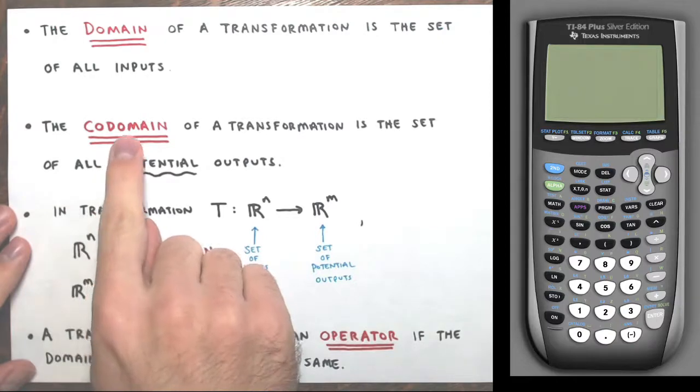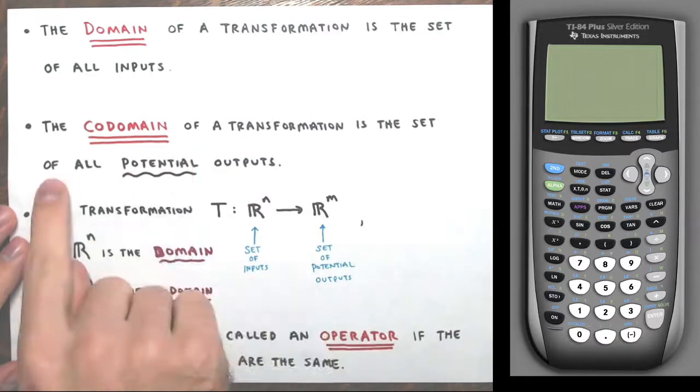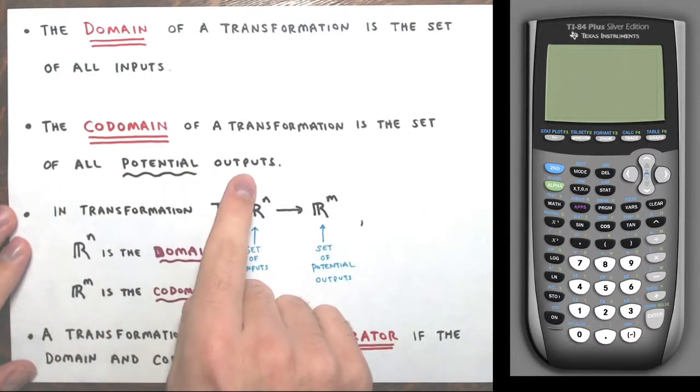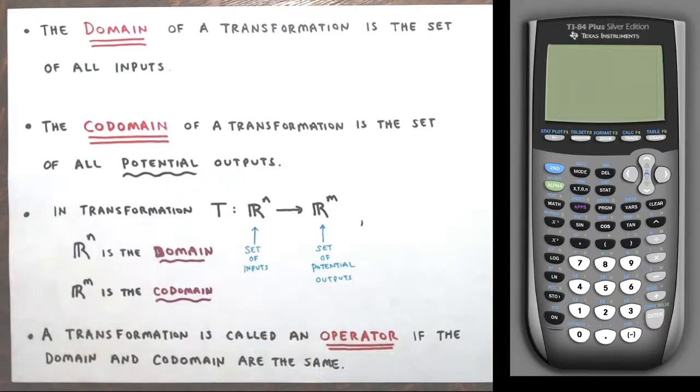The codomain of a transformation is the set of all potential outputs. I emphasize potential here because it's that second set that you're being mapped to. So again, in the previous example, my domain was R2. All the inputs were vectors with 2 components. My codomain was R3, the set that was being mapped to. All the outputs had 3 components.